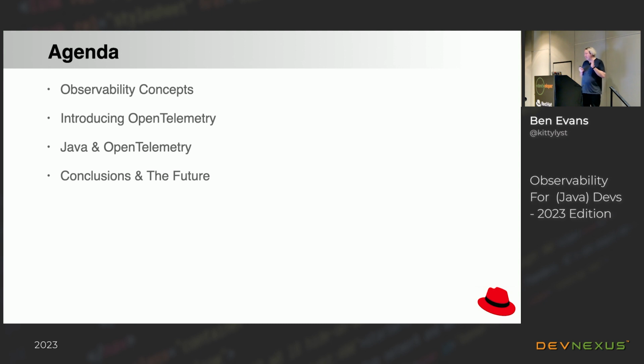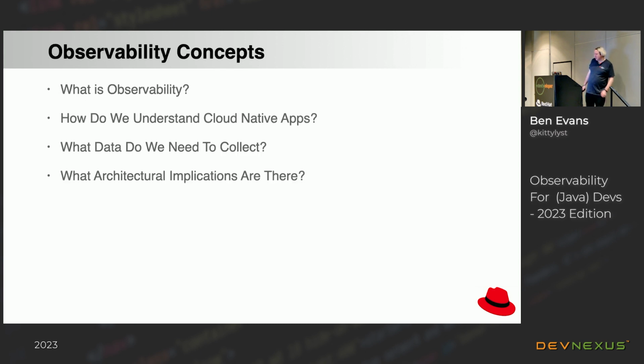And then to wrap up, I'll give you some concluding thoughts and the future. Okay, so let's start with what is observability? What is it? Why do we need it? Why is it important, very much especially for cloud-native applications?